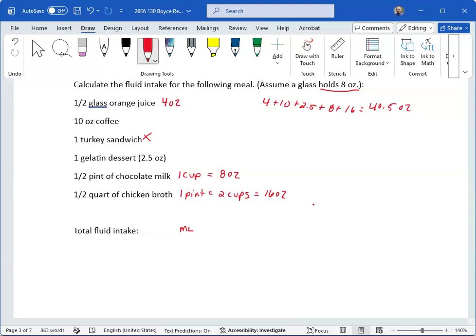I'm going to take that 40.5 ounces, and I know that 1 ounce is 30 milliliters. So I'm going to take that 40.5 and multiply it by 30. And when I multiply those two things, I get, oh, okay. Yeah, but as long as you're getting the same answer, that's really what it comes down to, right? So as long as you're getting the same answer, but you're right.